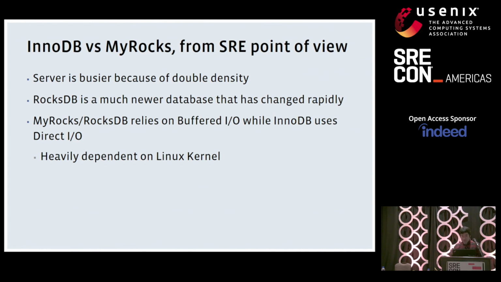And RocksDB is a much newer database compared to InnoDB. InnoDB has 20 years of history, but RocksDB has only a couple of years. RocksDB is a newer database that changes rapidly, which means we expect several bugs even after deploying to production. And from an architecture point of view, MyRocks and RocksDB rely on buffered I/O and the Linux kernel, while InnoDB uses direct I/O. So RocksDB is more heavily dependent on the Linux kernel. If you have issues in the Linux kernel, RocksDB will have more issues compared to InnoDB.